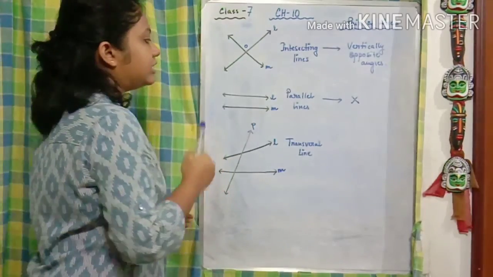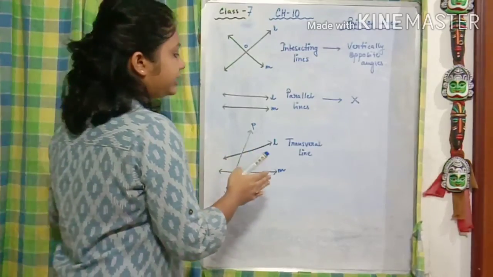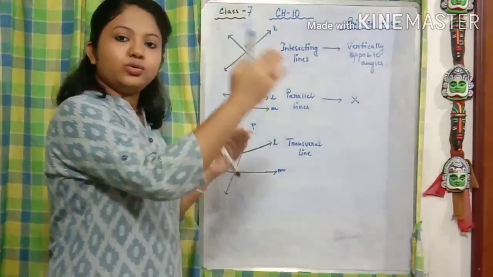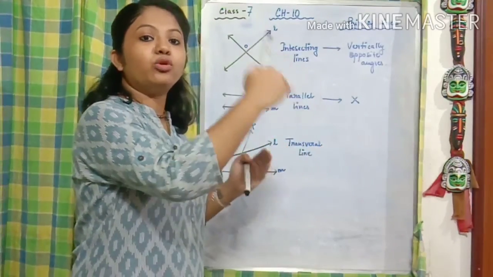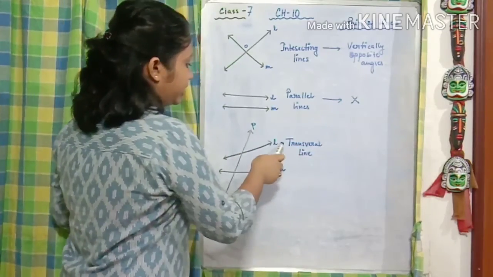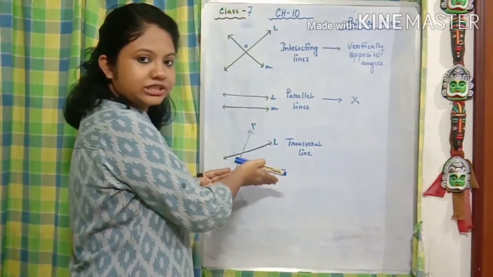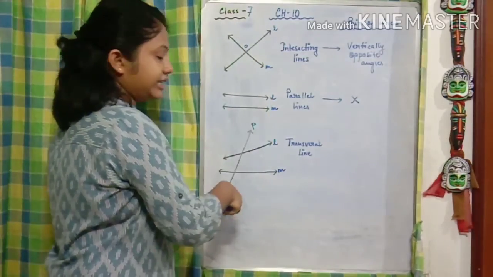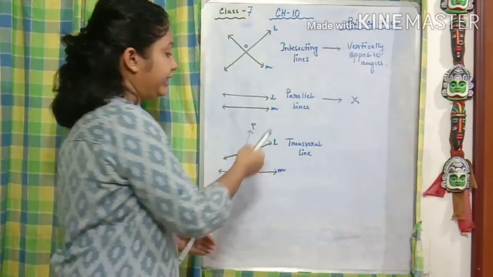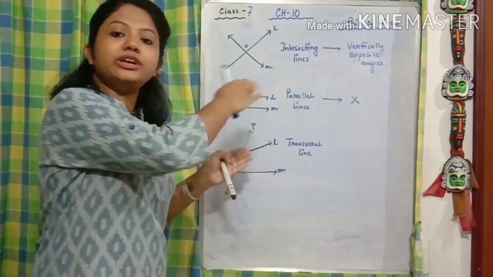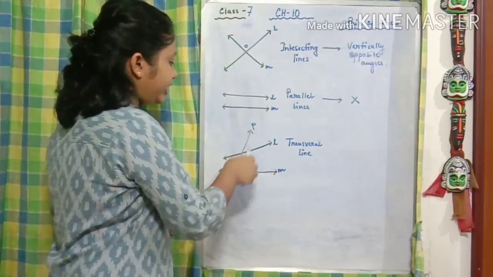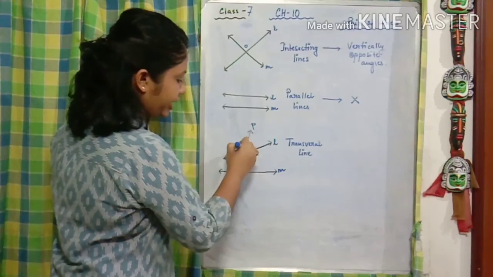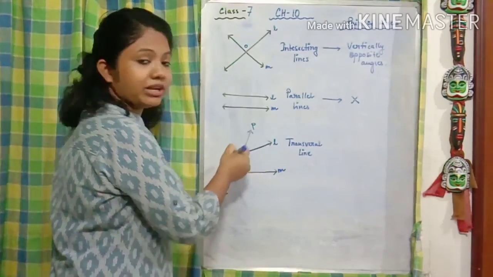Now, coming to the third type of lines, this is called a transversal line, where L and M are two different straight lines and they are not parallel to each other. This line P is cutting, or intersecting, the lines L and M in two different places. You can see that P is cutting L at one position, while it is cutting M at a different position.